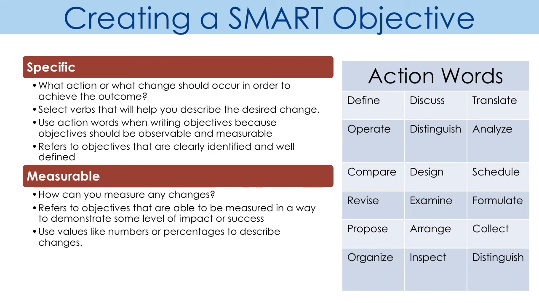For example, instead of writing the objective, you want to improve the health outcomes of people in the United States, you could satisfy the measurable criterion by changing the objective to you want to decrease the cases of HIV/AIDS in individuals in the United States by 25% by the year 2020. That's an example of how you can make a generic or more general objective satisfy the measurable criterion.